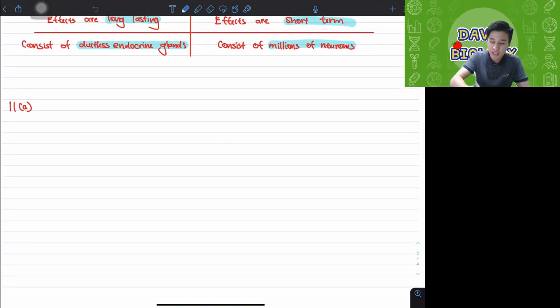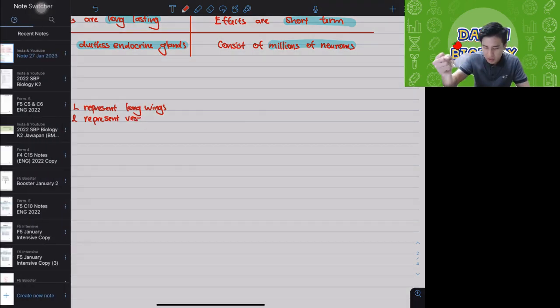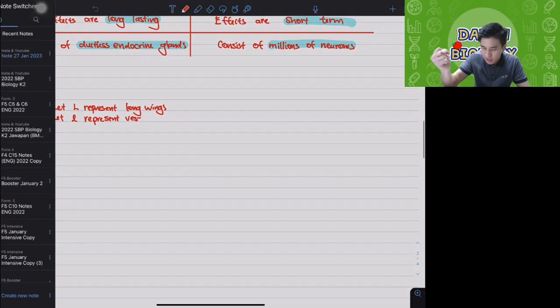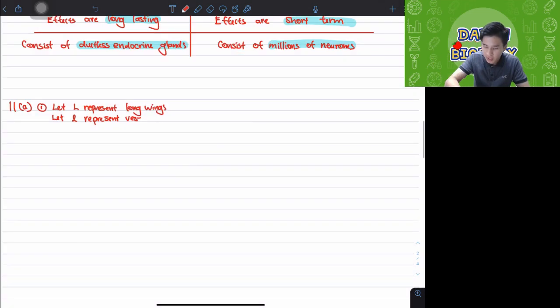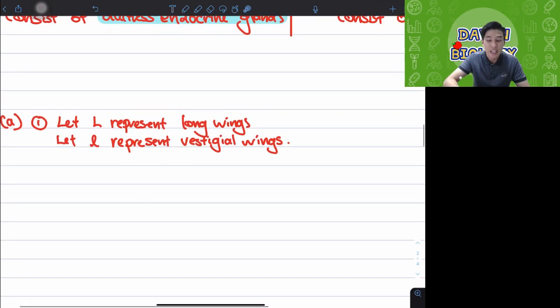So we can start by saying, this one gets marks. First point, we say let big L represent long wings and small l represent, what's that being called? Vestigial. Yeah, vestigial wings. Now, capital is dominant, small letter is recessive.